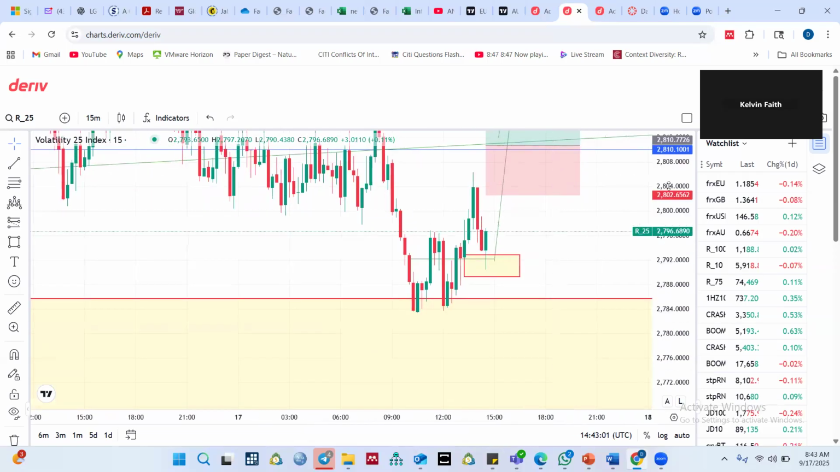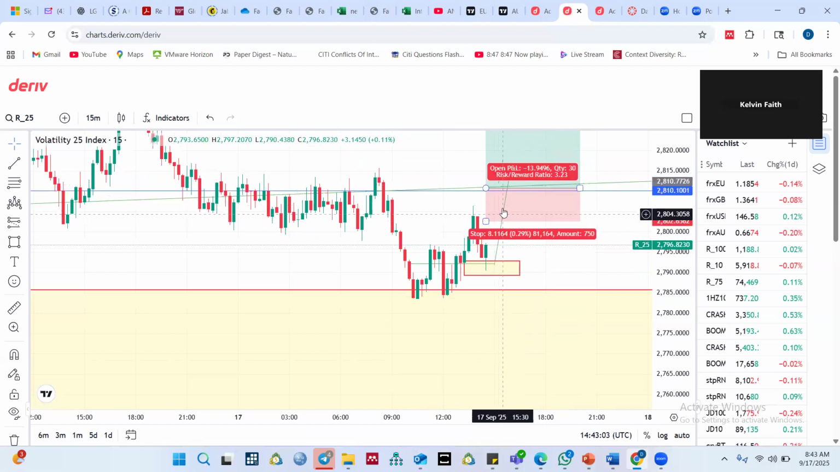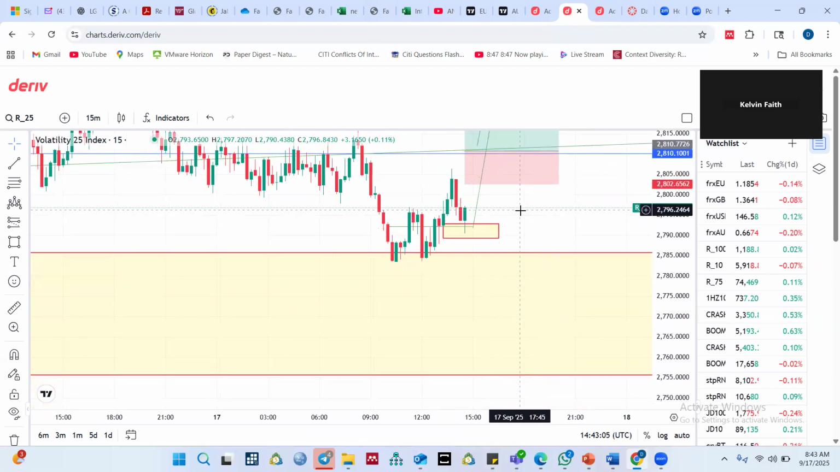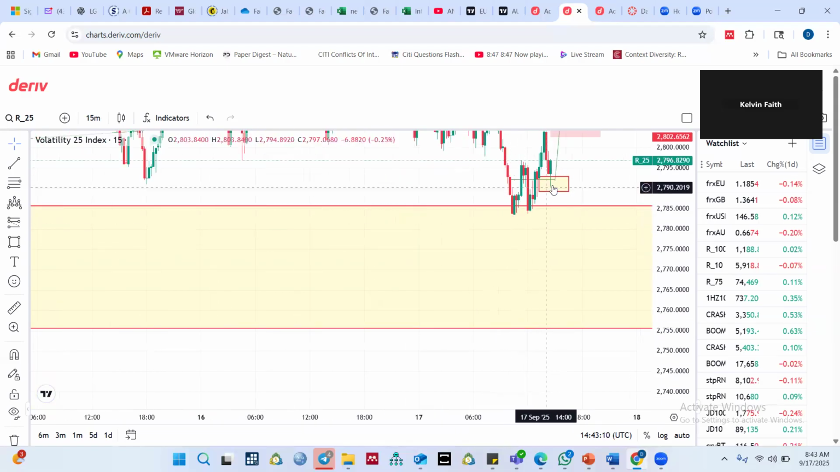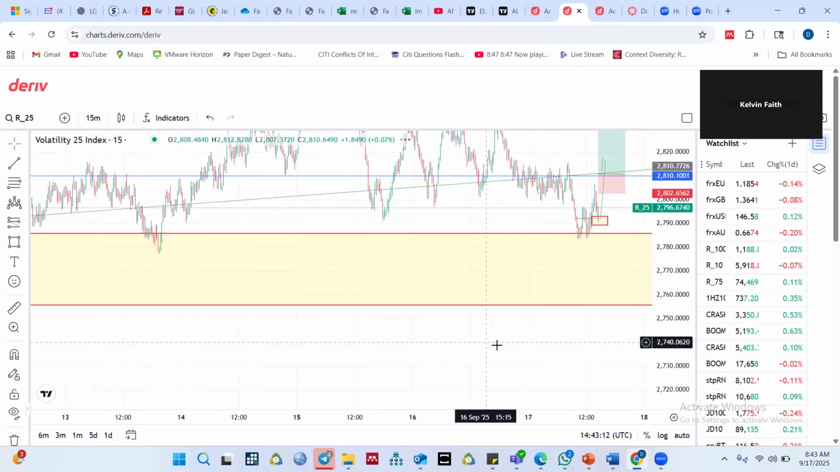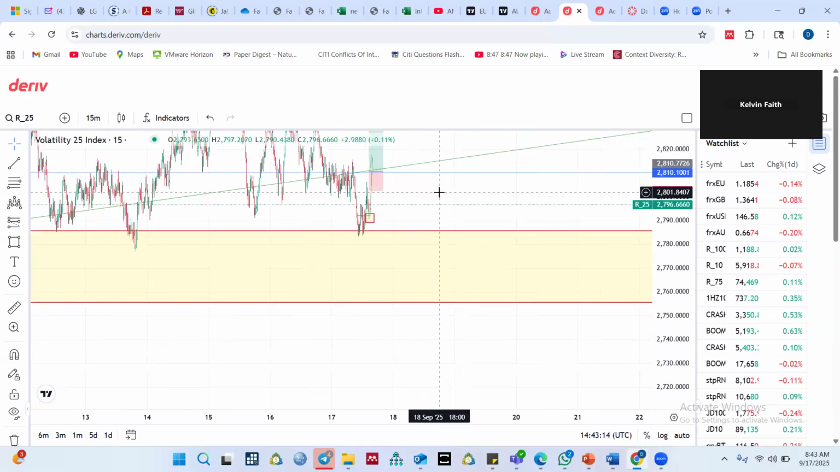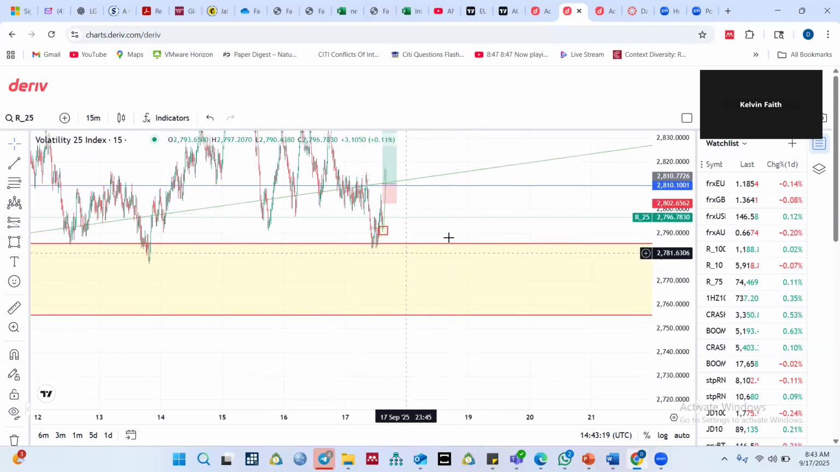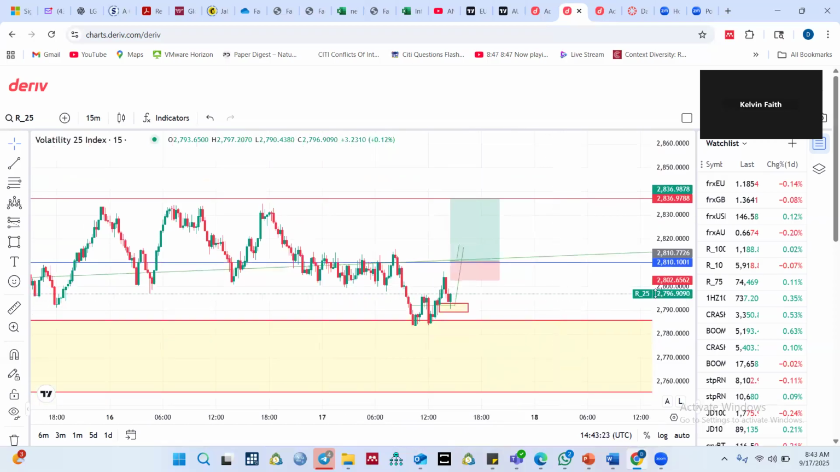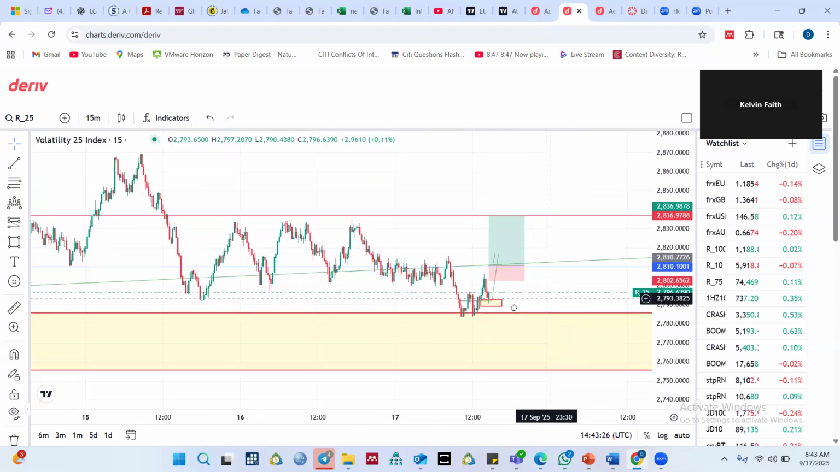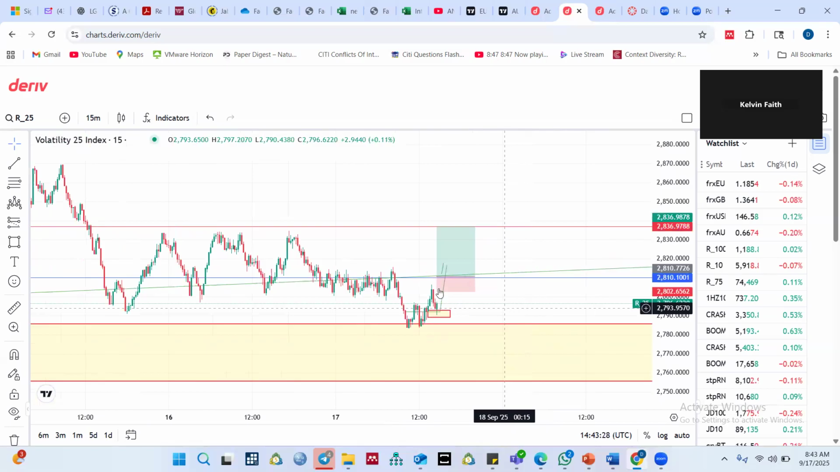Let's see how it goes. If it does not go up, then we'll wait for price to break down this whole yellow area support, wait for a retest to the upside, and then we can sell. But for now, let's wait for price to do its own thing and give us the direction to go. I hope this helps a lot to clarify this trade. Keep monitoring and let's see.